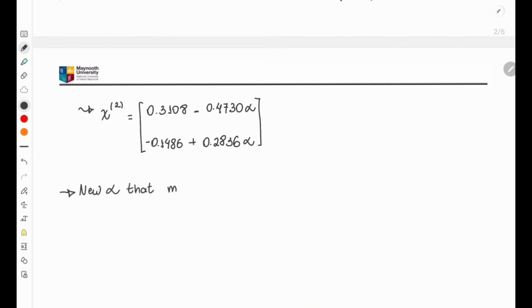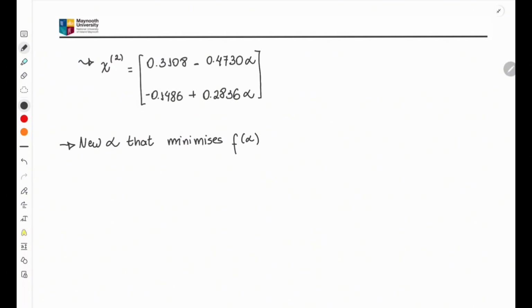So for the second iteration, now we need to find a new alpha that minimizes this new function when we are considering the x2. In that case, we are going to use the same way again. So for that, we find the equation for this new f of alpha, and then we find the alpha using the first derivative, the same as the previous step.